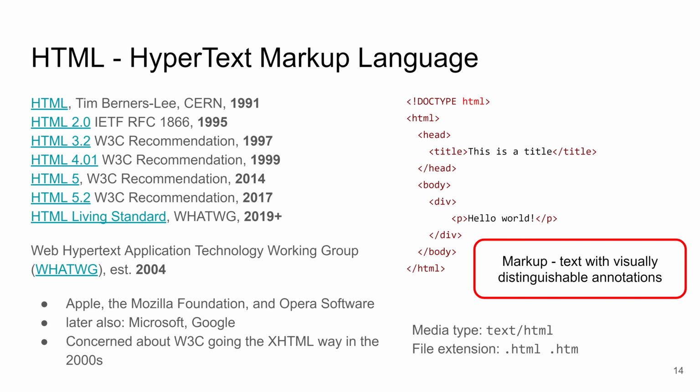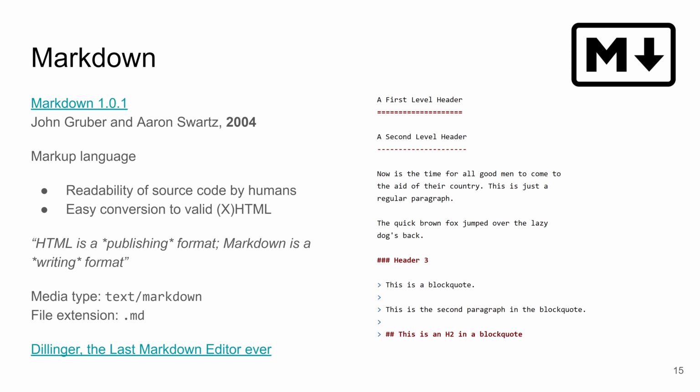And a property of markup is that when you take a look at the source code, you can clearly see what is the markup and what is the text. And when this document gets rendered, all the markup is no longer visible in the rendered document. So this is markup. And why I'm stressing this is that the next language or format we are going to talk about is called Markdown.